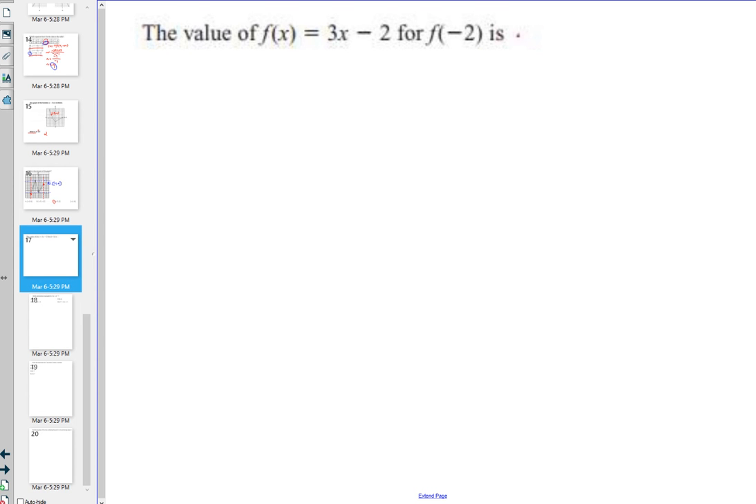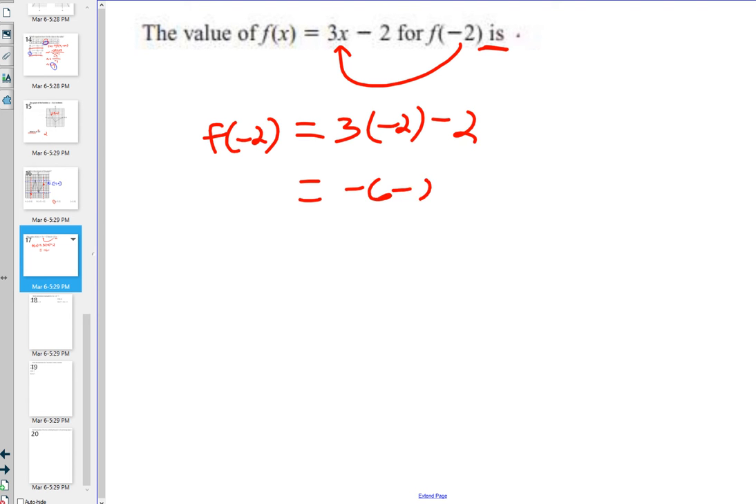The value of f of x is equal to 3x minus 2. Okay. So this is the exact same thing we just saw with the graph. But now instead of giving us a graph, because the negative 2 is in the parentheses, what does it count as? It counts as an x. So get that and put it in here. F at negative 2 equals 3 times negative 2 minus 2, which is negative 6 minus 2, which is negative 8. What am I going to put into the Google form? Negative 8. Just the negative 8.